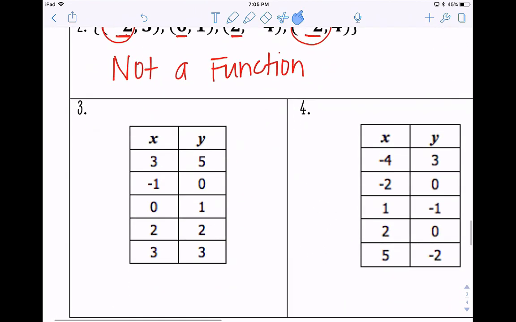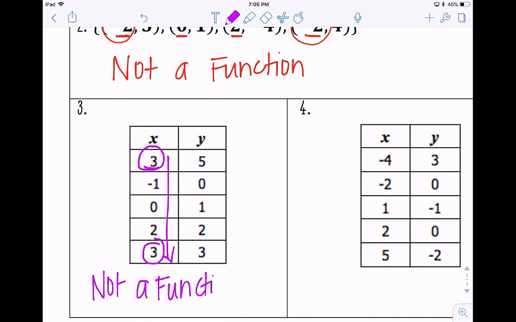Looking at number 3, we have a table of values. Same steps. It's still kind of a set of ordered pairs, just written differently. We're looking at our x's, so we look down the column. We have 3, -1, 0, 2, and 3. You should notice we have a 3 here and a 3 here. Those repeated, so this would not be a function. Notice I haven't even looked at the y's. When we're talking about whether it is a function or not, I don't care what the y's are. That doesn't matter to me at all.